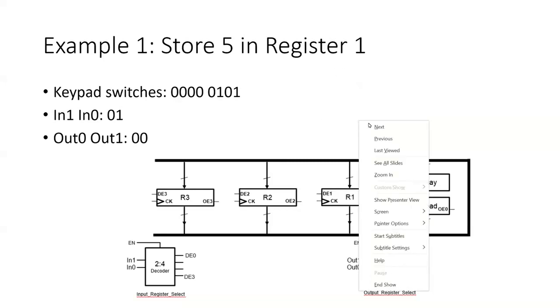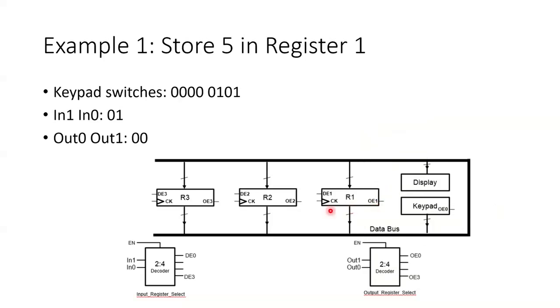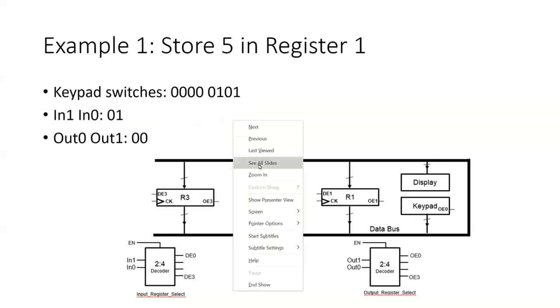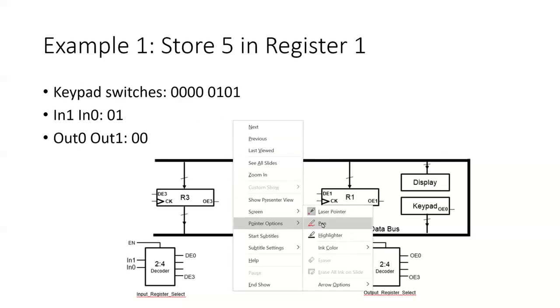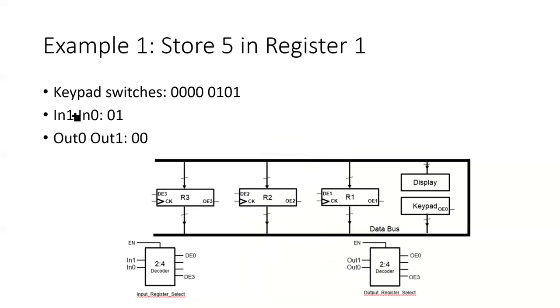So here is my register. Right, here is my register 1. Here is my in 0, in 1, and here is my out 0, out 1. And this is my keypad. So my keypad should take in 00000101, right? Because that's the data I want to store. Then I want to store data in register 1, right? Okay, now I want to store data in register 1. So this number is really important. It is going to be stored in register 1.